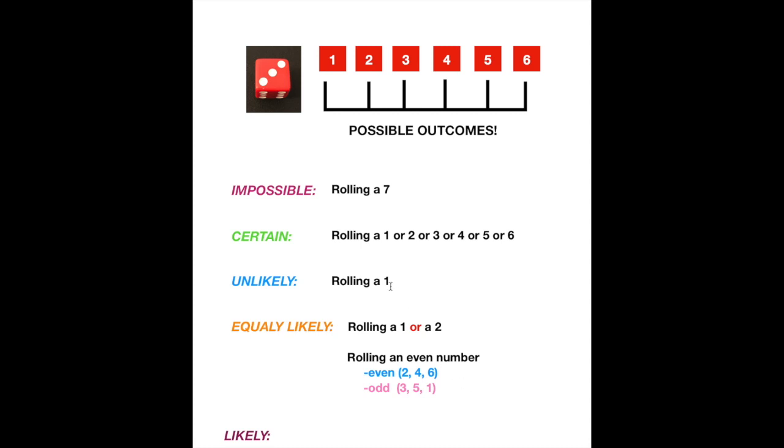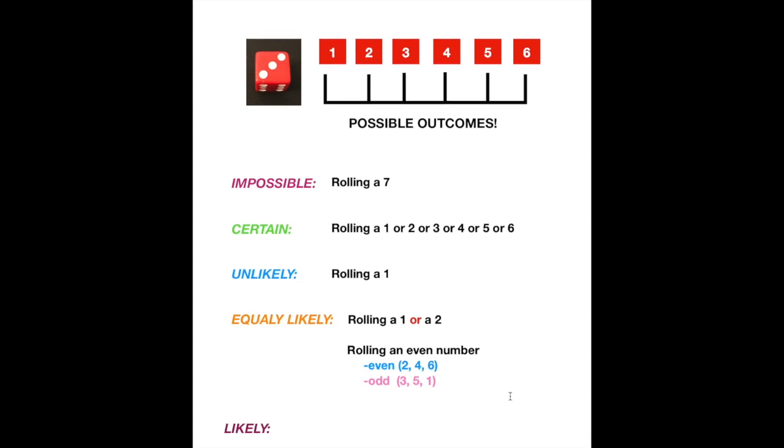So here rolling a 1 is unlikely because we're looking at it compared to all the other outcomes. Here rolling a 1 is equally likely when we're comparing it to one other of the outcomes. Or here, a 1 is equally likely to happen because it's in this group of odd numbers, and we're really looking at rolling an even number or rolling an odd number. Okay? So a little bit confusing, but I really want us to wrap our minds around this language because next week we're going to start putting numbers to the chances of happening.